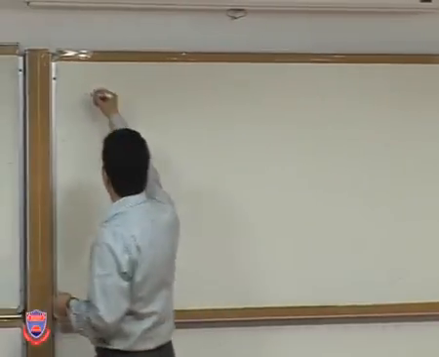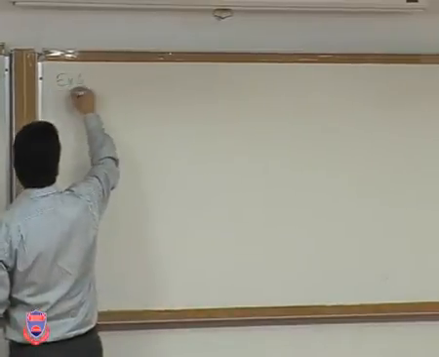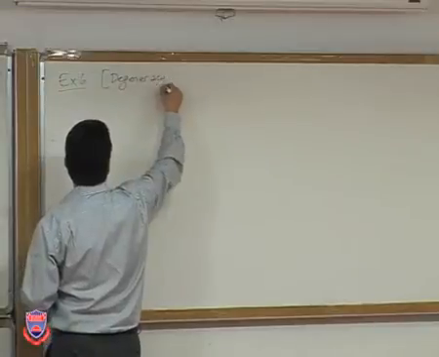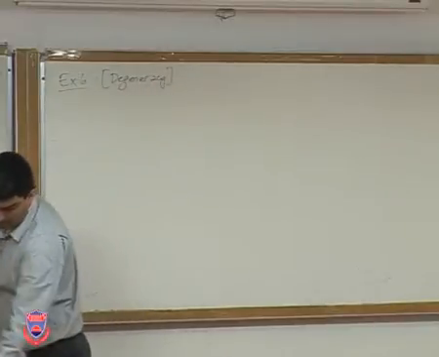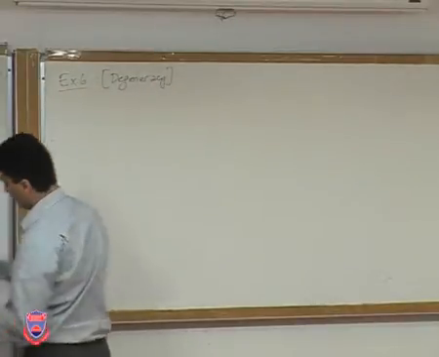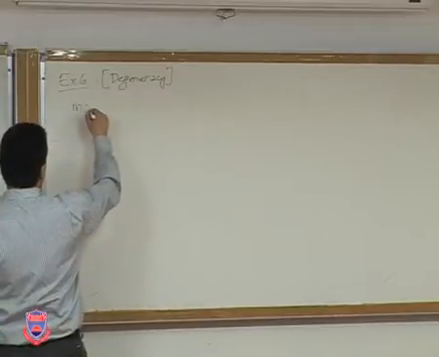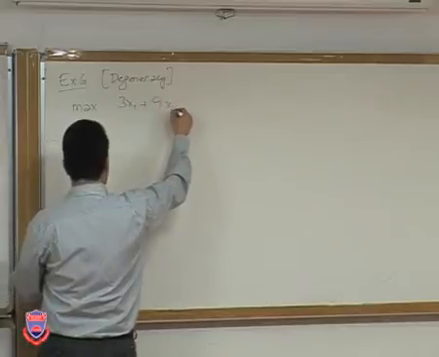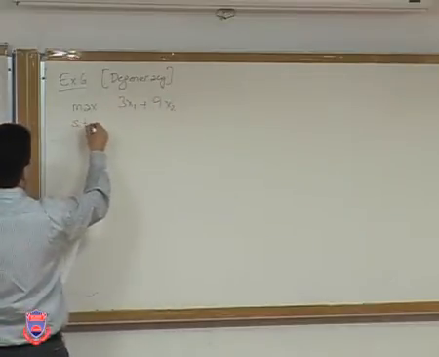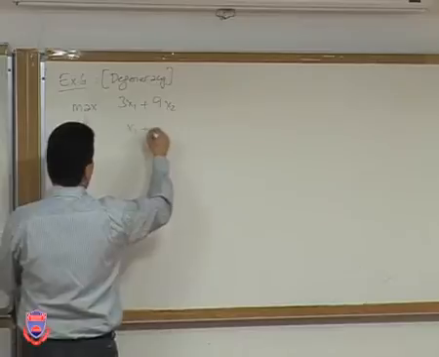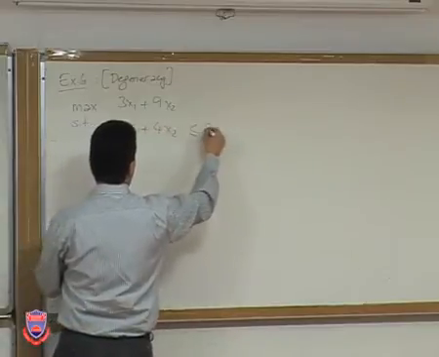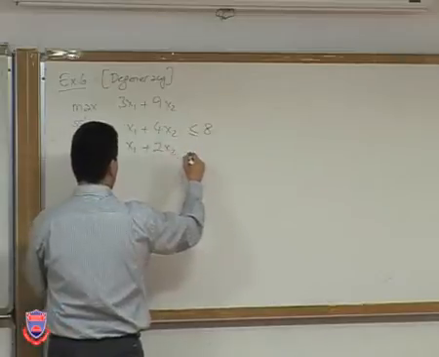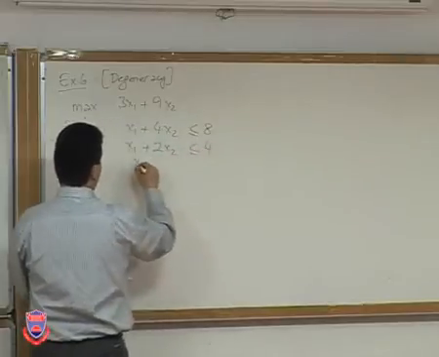So this is example number 6. Now I'm going to talk about degeneracy. Here comes the example. Suppose I want to maximize 3x1 plus 9x2. And here are my constraints: x1 plus 4x2 is less than or equal to 8, x1 plus 2x2 is less than or equal to 4, and x1 and x2 are non-negative.